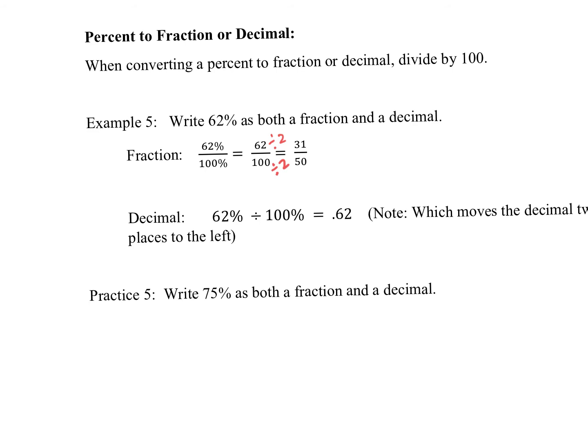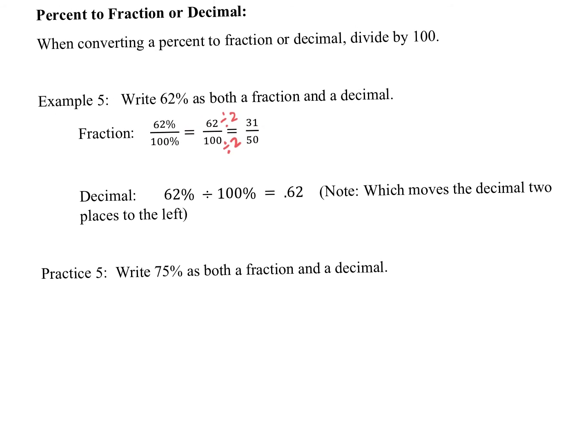If you recall from our fraction video, we just divided the top and the bottom by 2 here to simplify it. Take a look at the decimal. If we have 62%, we're going to go ahead and divide that by 100, and we will end up with 0.62. Now, another way you could have done this is if you had 62%, instead of moving the decimal 2 places to the right, you can also move the decimal 2 places to the left and end up with 0.62.